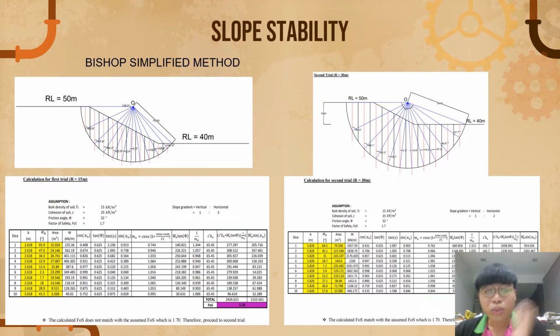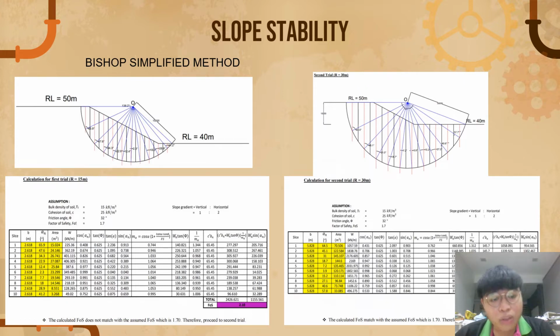Now we go to the last part, which is slope stability. The Bishop simplified method has been used. As you can see, this is the picture of it, and then we use the calculation for the first trial, R equal to 15 meter, and finally we get 2.1. The FOS, the factor of safety, is larger than 1.7.